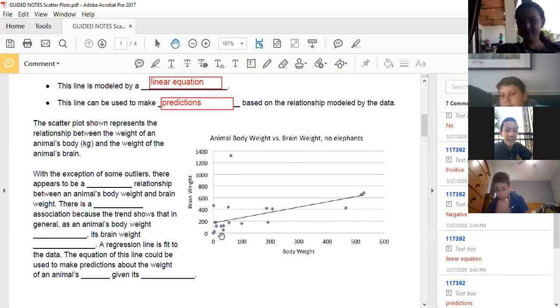All right, so if I were to look at the brain weight versus the body weight, and I have this line of regression here, I can use that to predict a piece of data that I don't have yet, okay? So what I mean by that is, let's say I have an animal whose body weight is about 300.